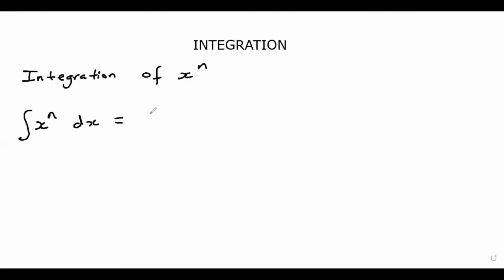So now we're going to be doing integration of x raised to a power. So again, this sign is the integration sign. So let's say we want to find the integral of x raised to a power n dx. What happens is you have x and you add 1 to the power, and then you divide by the new power. Now, because this is what you call an indefinite integral, meaning there's no limits, we have to add c.